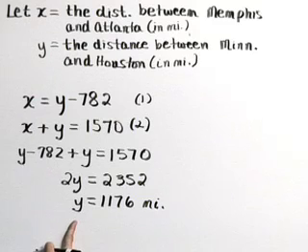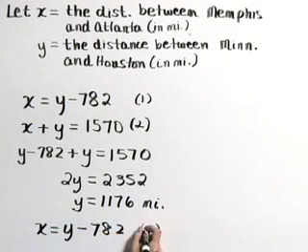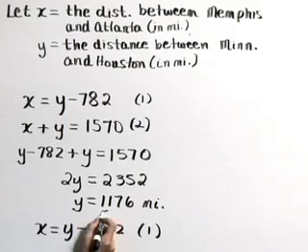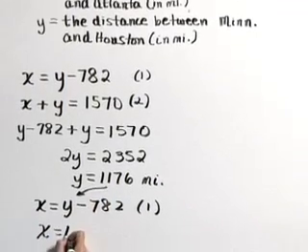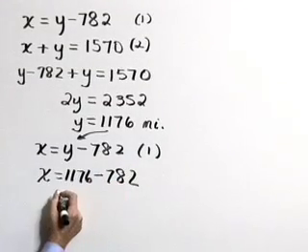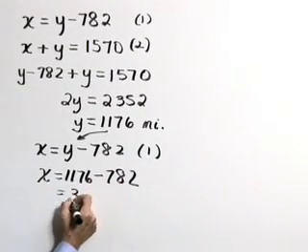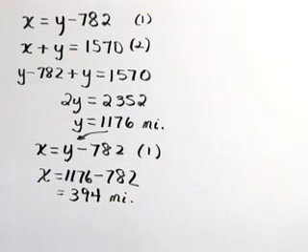Now let's solve for x, and I'm going to use equation 1 to do so. Equation 1 is x is equal to y minus 782. Let's substitute this value in for y. So x is equal to 1,176 minus 782. That gives x is equal to 394. And that's also in miles. So let's summarize and state our answers clearly in step 5.